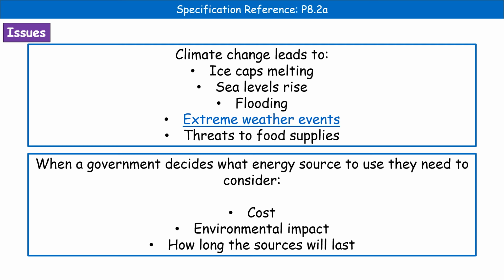So we've got to have something we can swap over to. And in order to actually find a different energy source, we've got a few things to consider at a government level. How much does it cost? What is that environmental impact? And how long will these new sources last? Because it's all good and fine saying we're going to swap over to source X, but if that's going to run out in 10 years, probably not worth it. So we need to think about those three things to see if it is worth it or not.